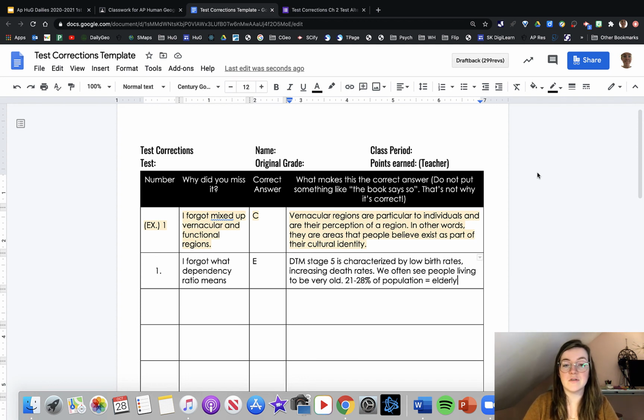You only need to do the ones you got incorrect. I don't need you to do test corrections if you got it right. It's not really a correction. It's just a, hey, I got this right.